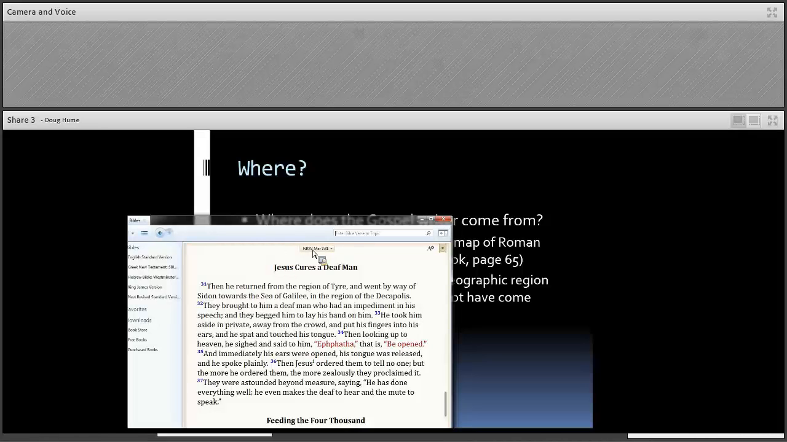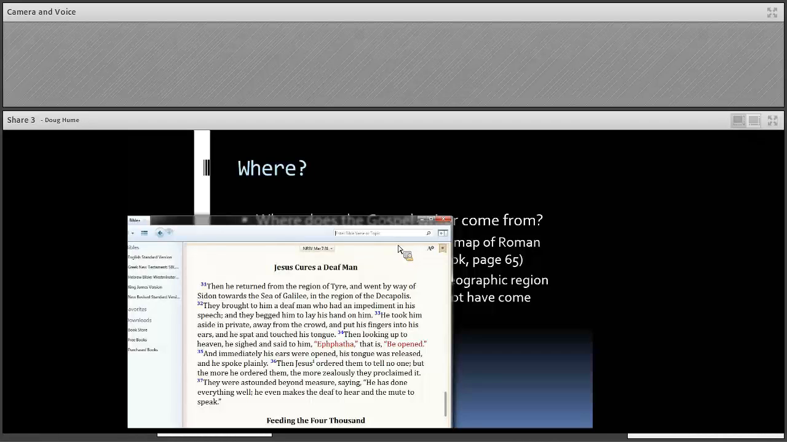It's certainly interesting to me that he says he's going on the way to the Sea of Galilee through Sidon, but that's kind of like saying, you know, I went on my way to Rock Hill by way of Albemarle. I mean, why would I go all the way up to Albemarle to go down to Rock Hill if I was coming to the Charlotte campus? That doesn't make any sense.